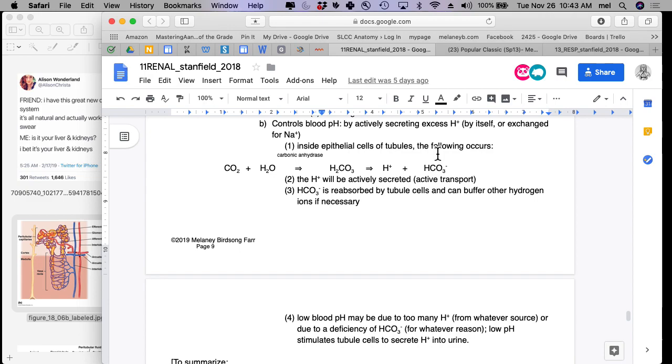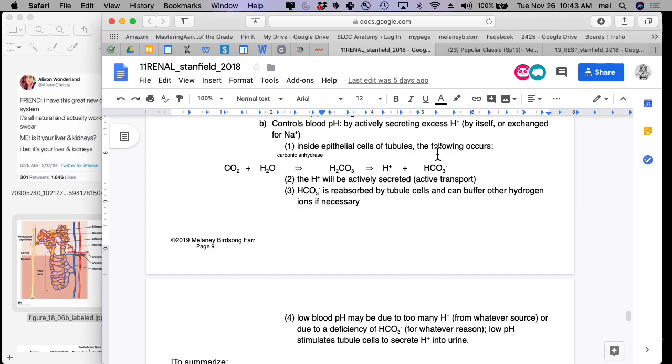Pretty simple, right? So what I can do is, even if the H plus did not come from carbon dioxide, I've got a tremendous amount of control over pH at the kidneys by forcing this equation and then deciding either to reabsorb buffers or to reabsorb H plus. Buffers, H plus. Does that make sense? Okay. Do you see how much control you could have over pH?